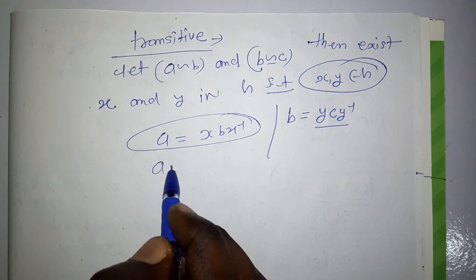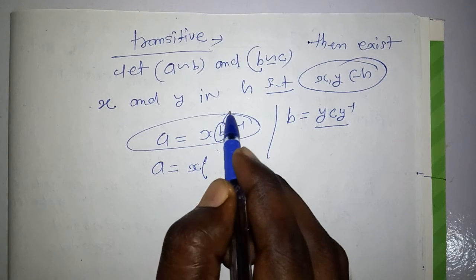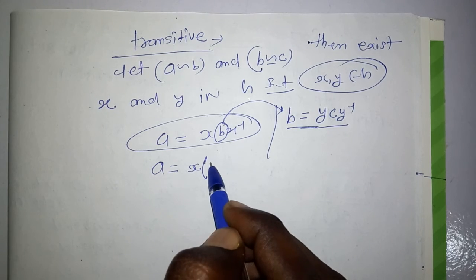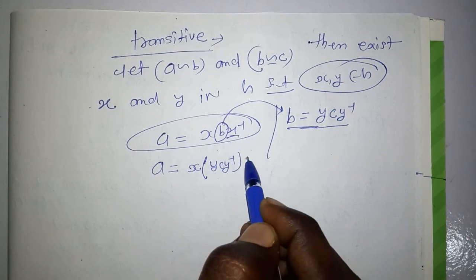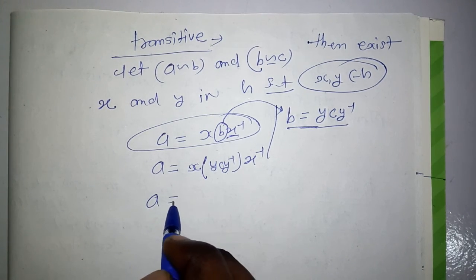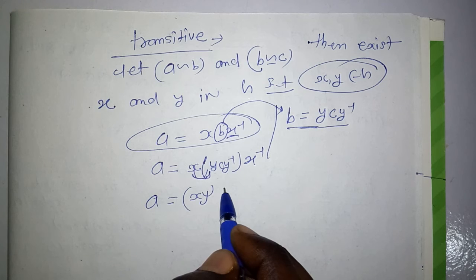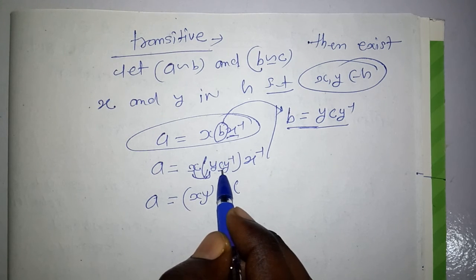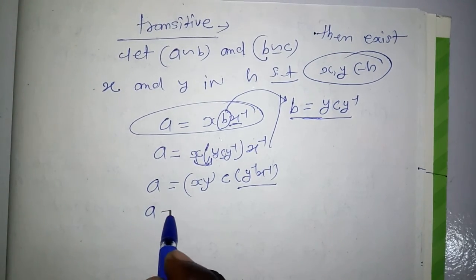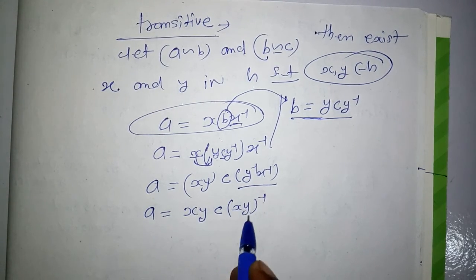Okay, a is equal to x and b is right here, students. So b is replaced by this property y c y inverse, and this is x inverse. Okay, a is equal to x y, students, this is one, and we can write here c, this is c y inverse and x inverse, students. Okay, we can say that xy c xy inverse.